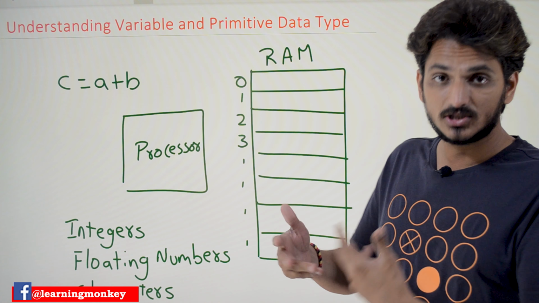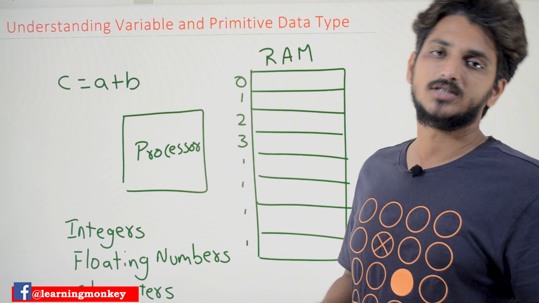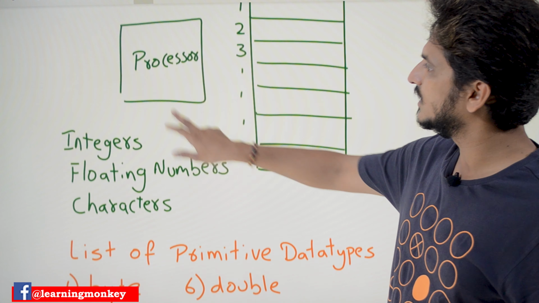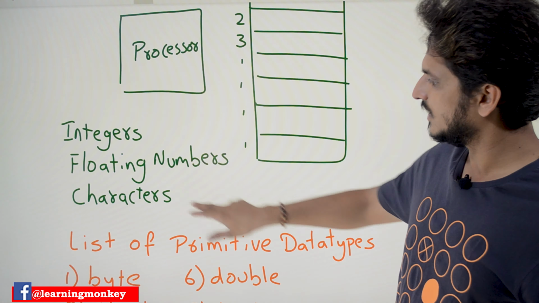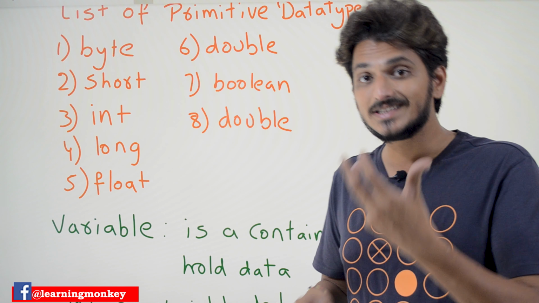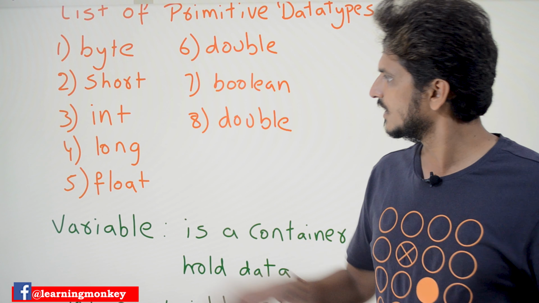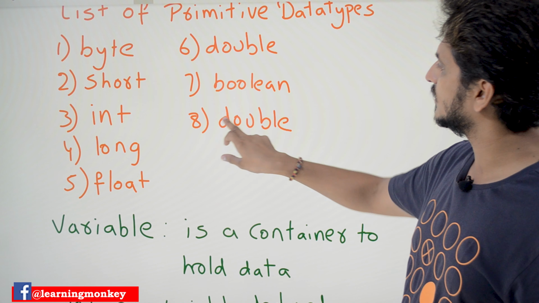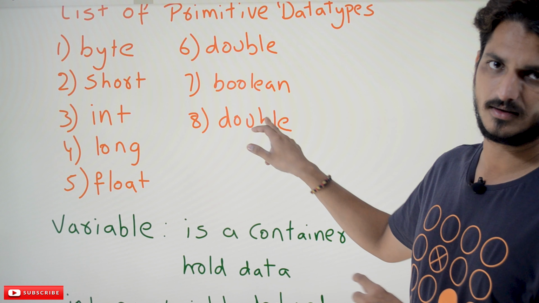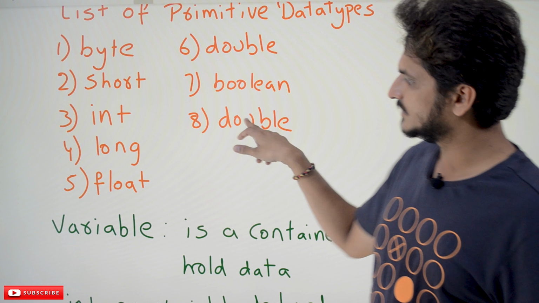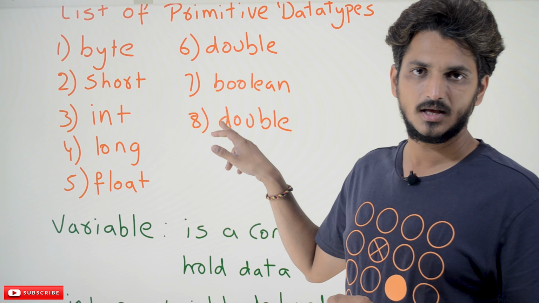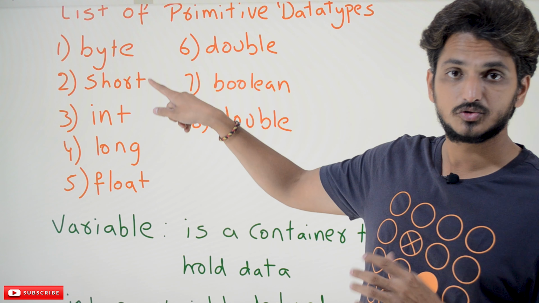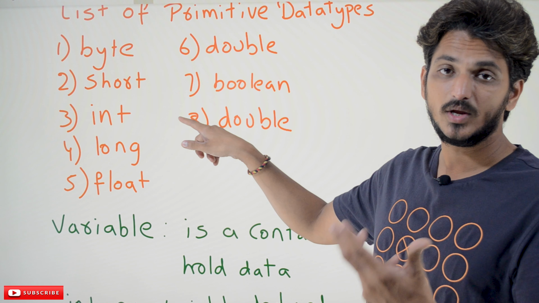The list of primitive data types available in Java programming is shown here. Byte, short, int. Int is used to mention that we need integer type of data. Similarly, long, float, double, boolean, and sorry, it is not double, character. So char. We made a mistake here. It's char. These are the 8 primitive data types available in Java. These are the words we are going to use to explain to the compiler that we need this type of data.